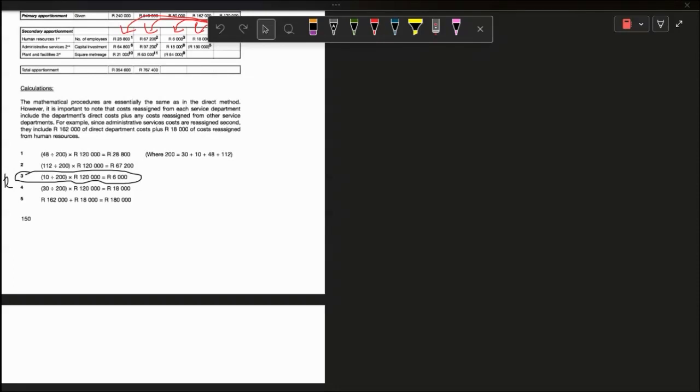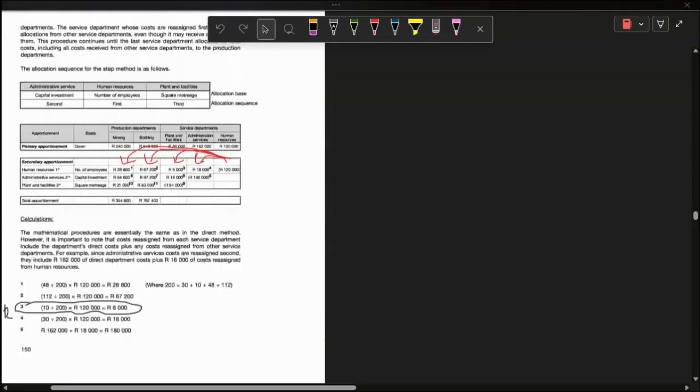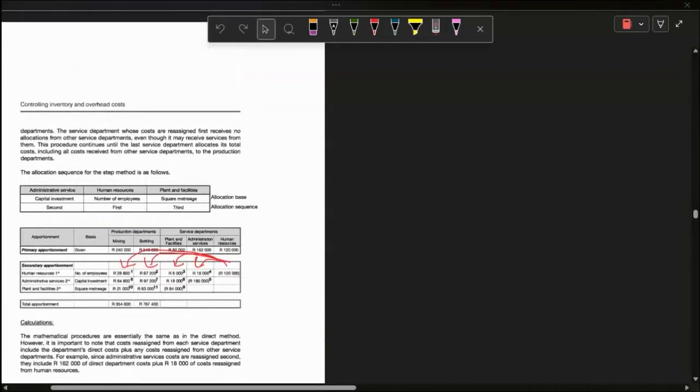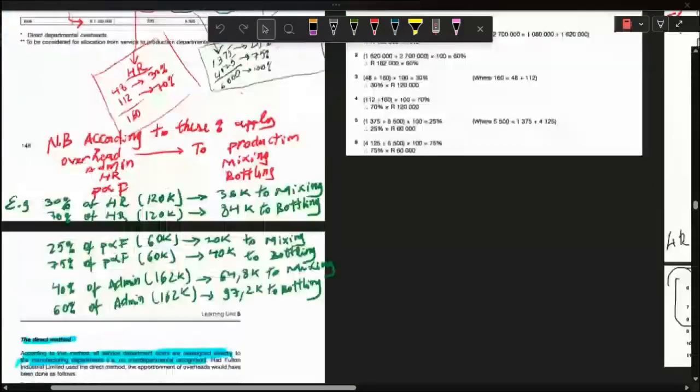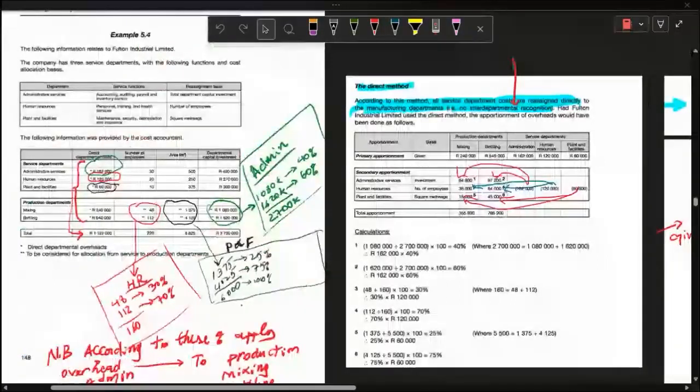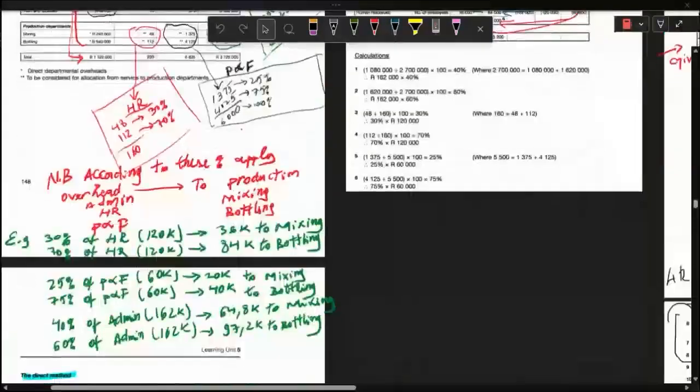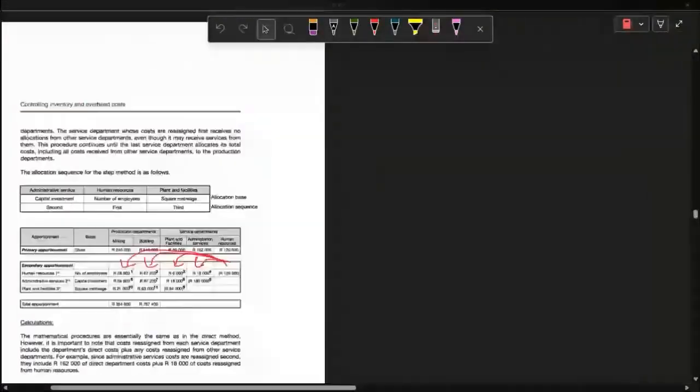That's how you find it. So you say, okay, 5% of 120,000 will go to which department? Which department has 10 people? The plant and facilities. Plant and facilities, 5%. So now, can you find me 5% of 120?